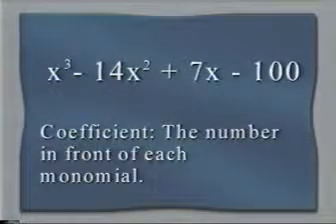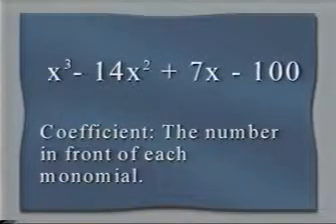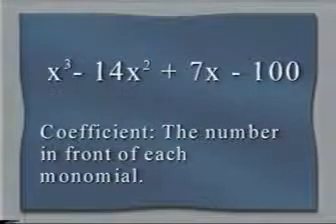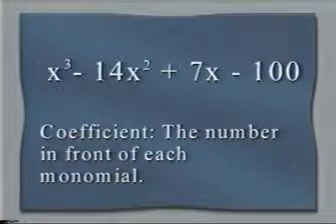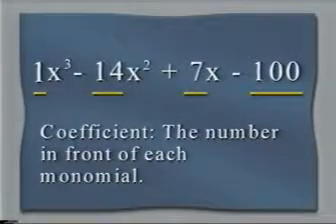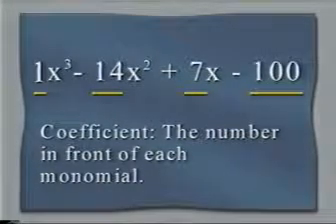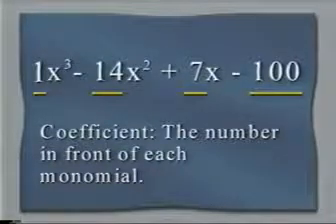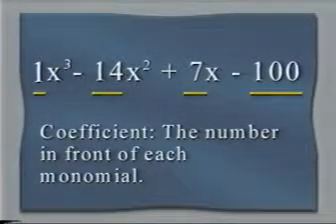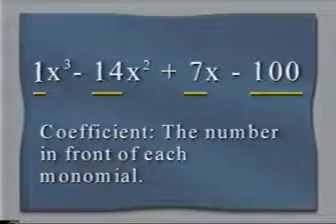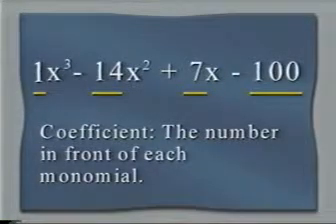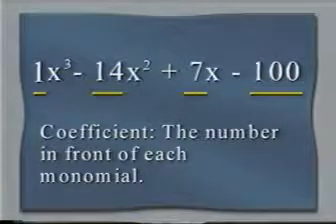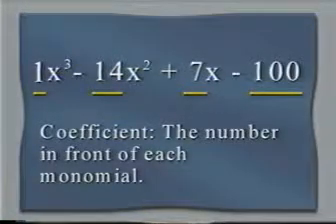The coefficients are the numbers in front of each of the monomials. So in the x to the third minus 14x squared plus 7x minus 100, the coefficients would be 1 for 1x to the third, negative 14 for minus 14x squared, plus 7 for plus 7x, and of course the negative 100 would be a coefficient or the constant term. The lead coefficient would be the coefficient of the highest power term. So in the polynomial we've been talking about, the lead coefficient would be 1, since the number in front of the x to the third is 1.